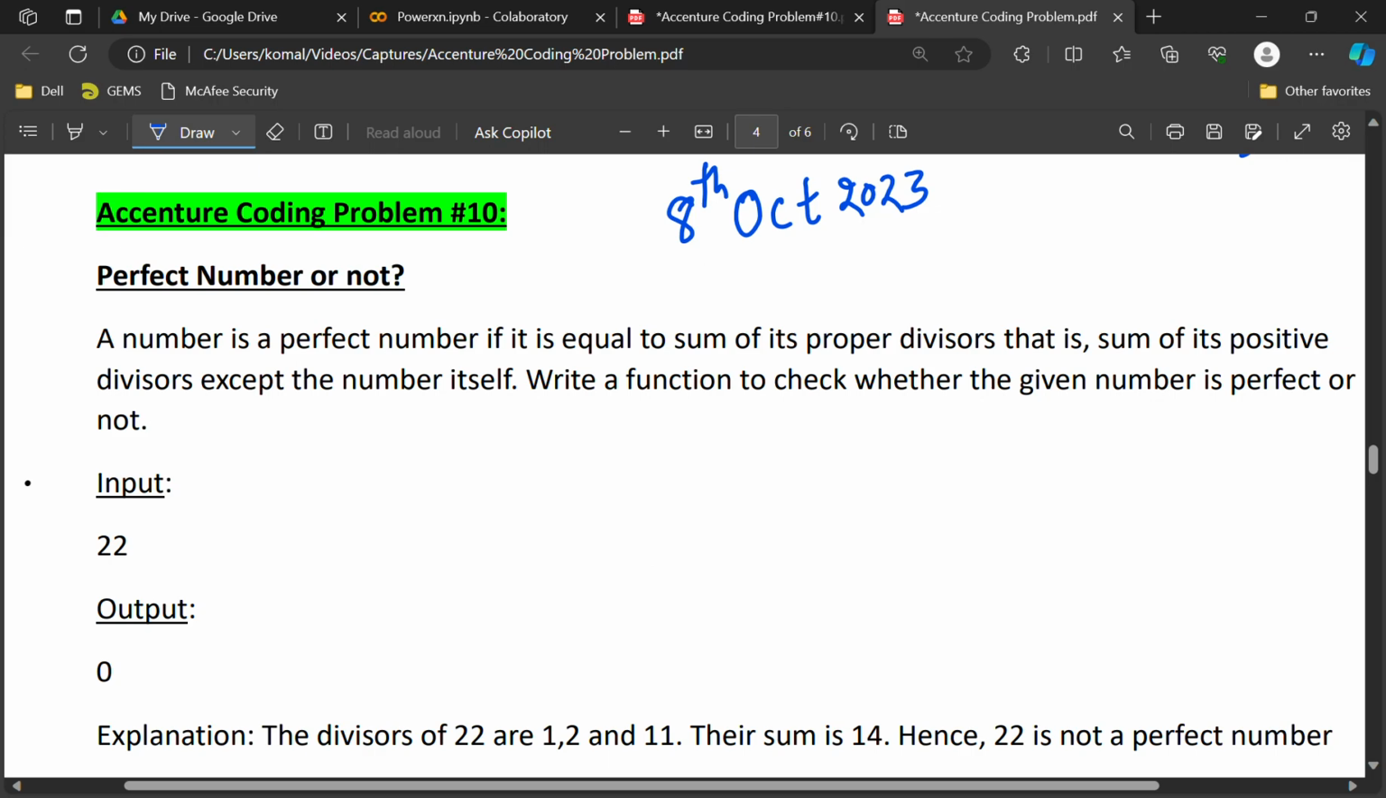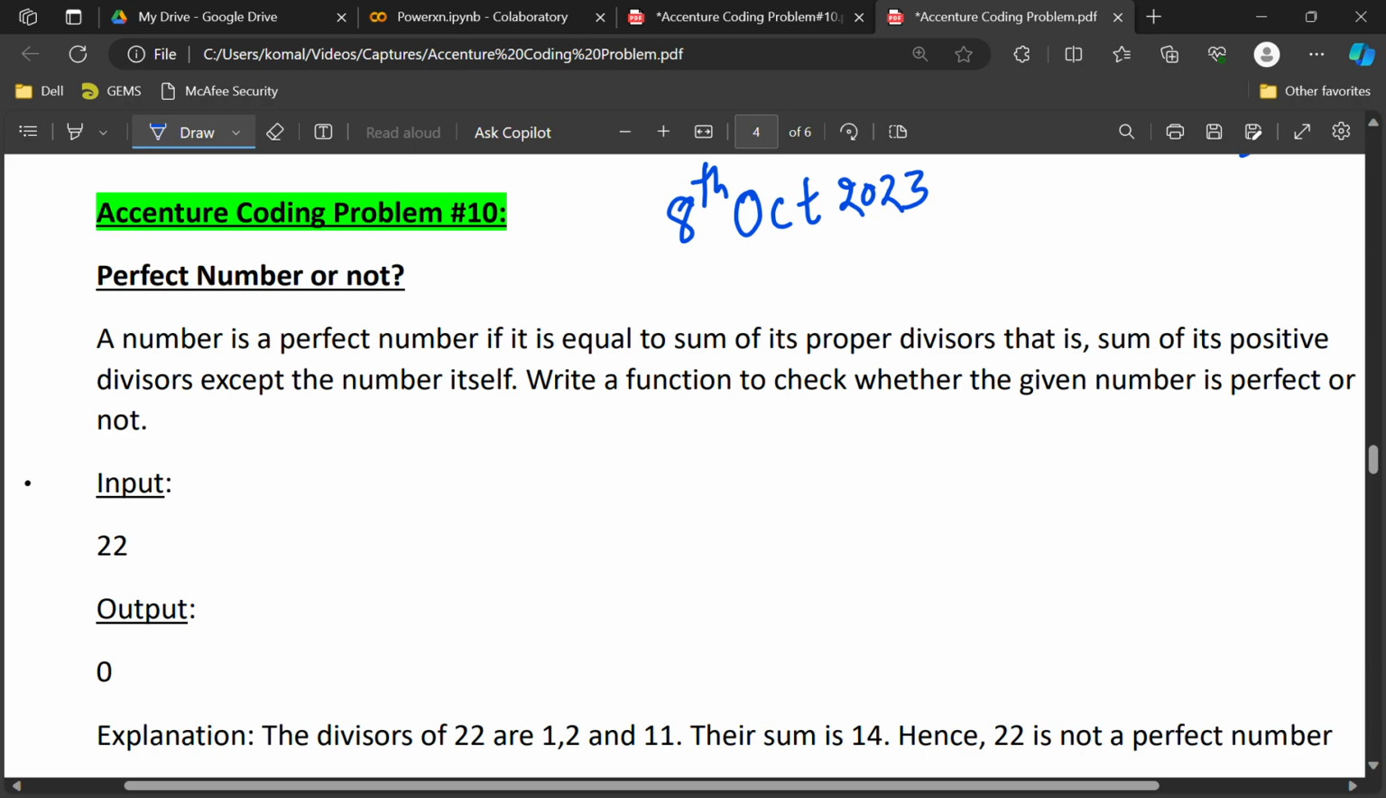Hi everyone, I am here with one Accenture coding problem that was given on 8th October 2023 during the campus placement drive. The problem is checking whether the given number is perfect or not. So what is a perfect number?